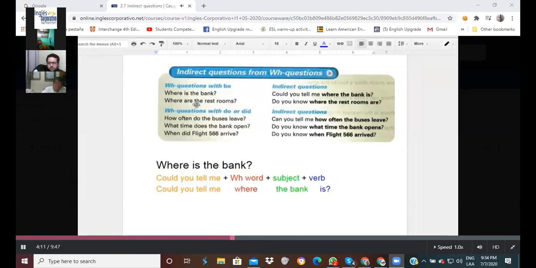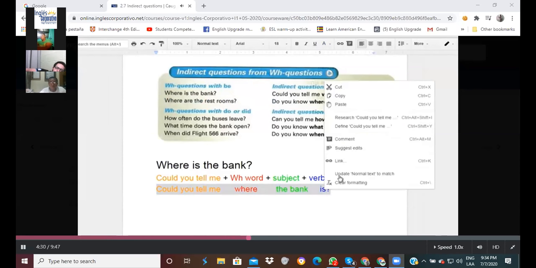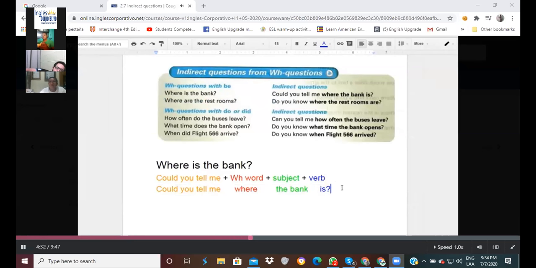Now let's try to make sense of that second question towards the bottom. Where are the restrooms? That's the direct question. We want to turn that question into an indirect question, and you can do that in different ways. For example, by asking, do you know? Or using another modal verb. In this case, I'm going to propose using this polite way of doing it.